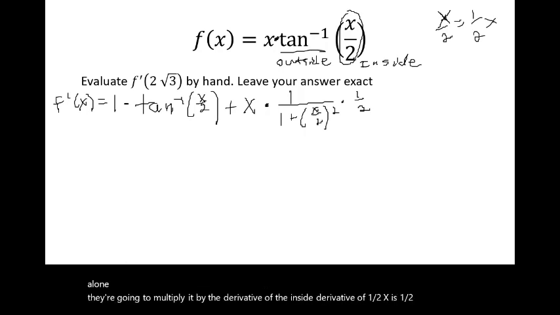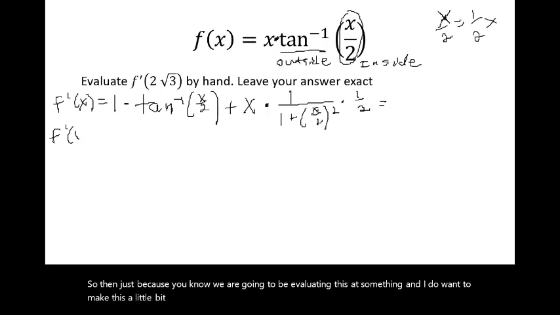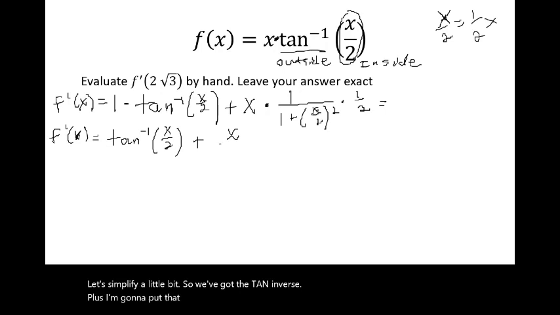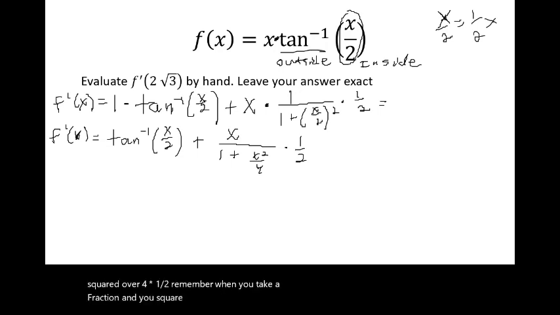So then just because we are going to be evaluating this at something, and I do want to make this a little bit saner, let's simplify a little bit. So we've got the tan inverse of x over 2 plus, I'm going to put that x in the numerator, and I'm going to go ahead and write this as 1 plus x squared over 4 times 1/2. Remember, when you take a fraction and you square it, you simply square the numerator and square the denominator.